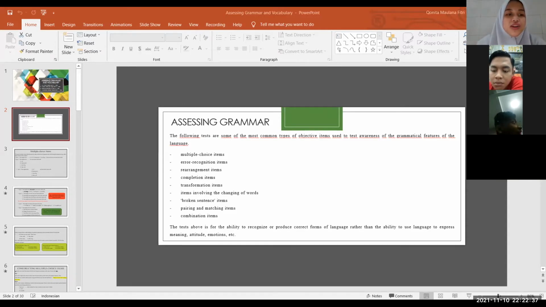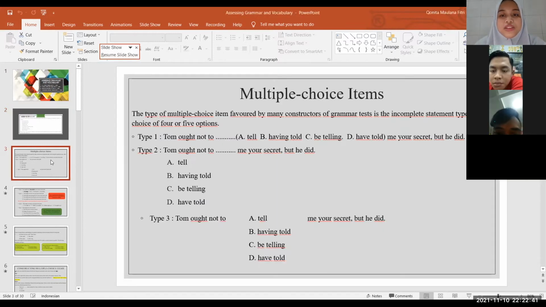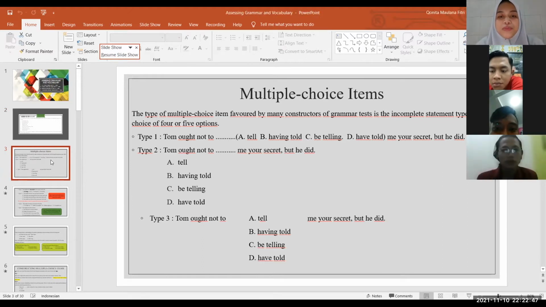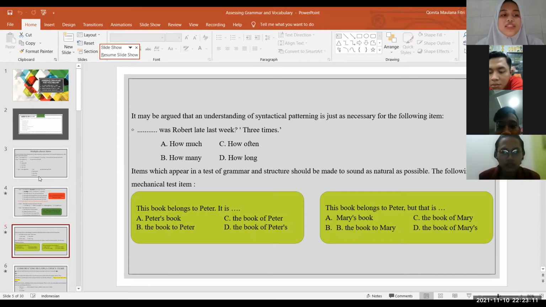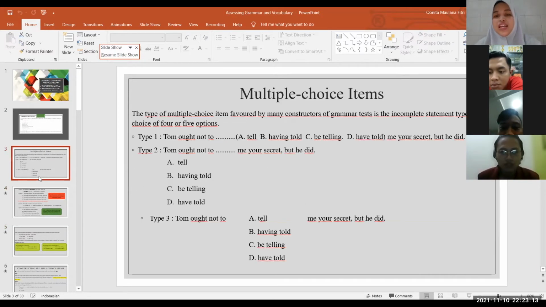Okay, the first one is multiple choice items. The type of multiple choice item favored by many constructors of grammar tests is the incomplete statement type with a choice of 4 or 5 options. There are 7 types of multiple choice. The first type is this one.